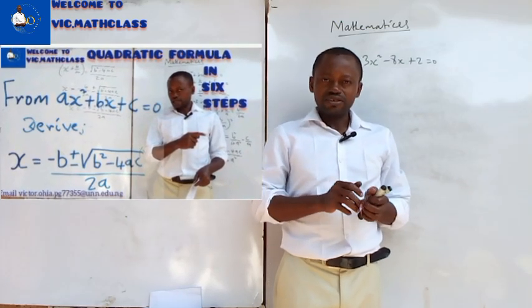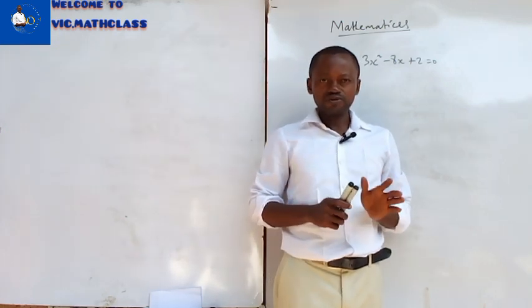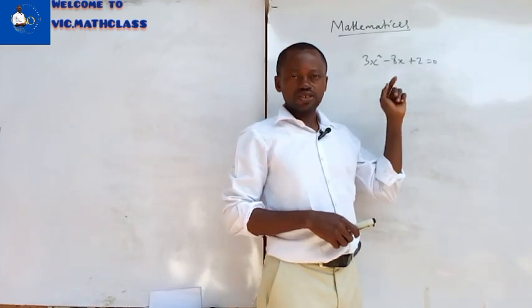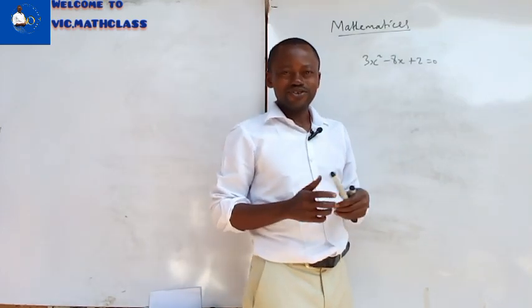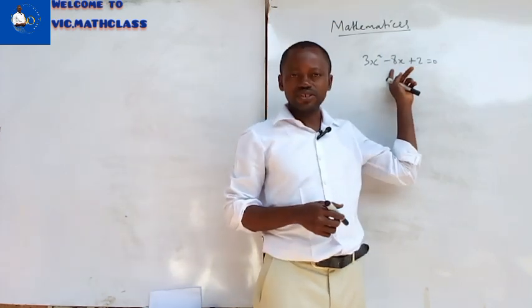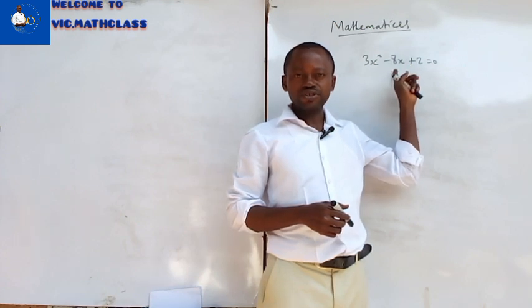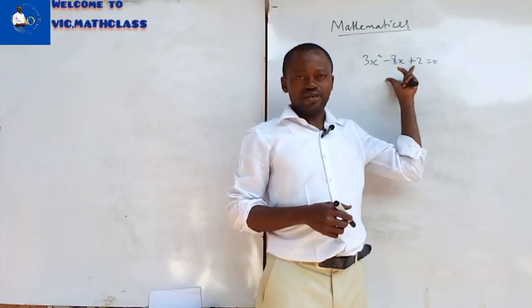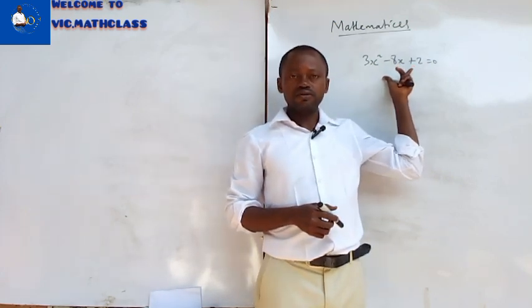Now, I promised that I'm going to solve examples, and that is what I want to do now. We have been able to derive the quadratic formula, and I want to use it to solve this problem. In a few minutes, you're going to see how it is done. Assuming you come across something like this, you want to solve it using the quadratic formula. I have done this using the completing the square method, and you can also check it out. Can we look at how to solve this using the quadratic formula?